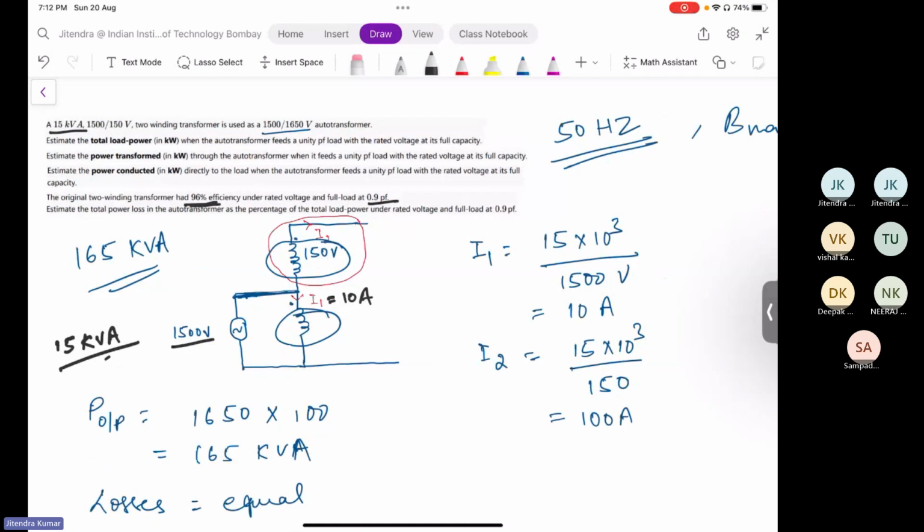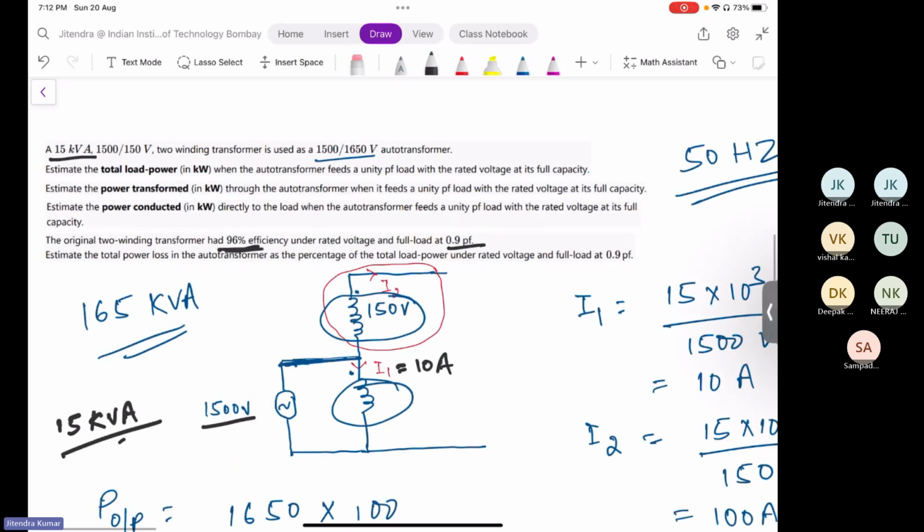Sir, in this case, transformer ratio will change or not? Transformer ratio has been changed. See here 1500 divided by 1650. Here 1500 divided by 150. So it will change. If it will be subtractive polarity, then it will be 1500 divided by 1500 minus 150, so 1350. So you have to conclude based on seeing this pattern.